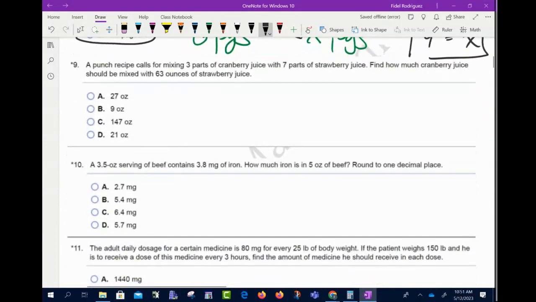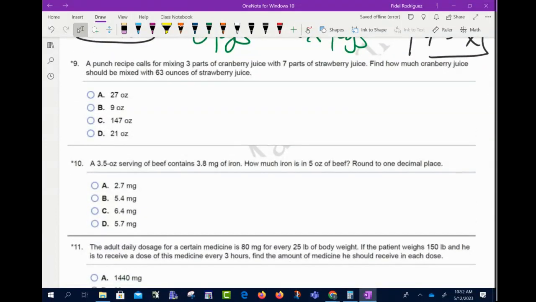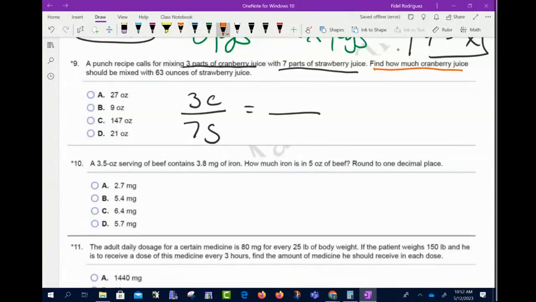Let's keep moving along here. It says a punch recipe calls for mixing 3 parts of cranberry juice with 7 parts of strawberry juice. Find how much cranberry juice should be mixed with 63 ounces of strawberry juice. Okay, 3 parts cranberry. So the first number on the top is cranberry. The second number, y'all, is going to be for strawberry, right? Now, when I read this part of the sentence, find how much, what? Cranberry. So we don't know how much cranberry juice we're going to have, but we're going to have how much of strawberry? 63, right? Good.